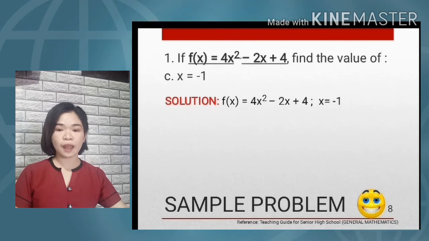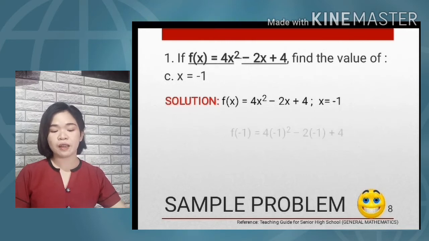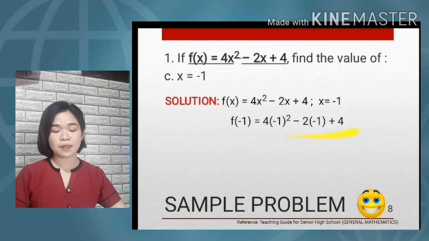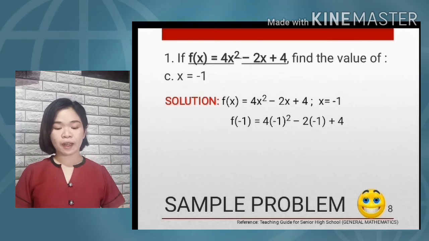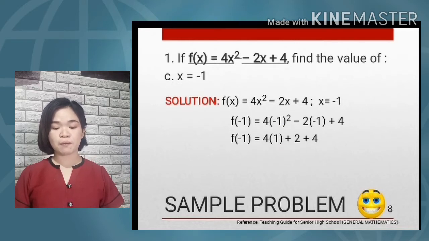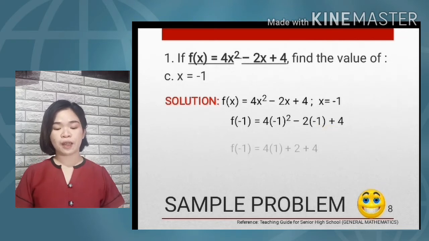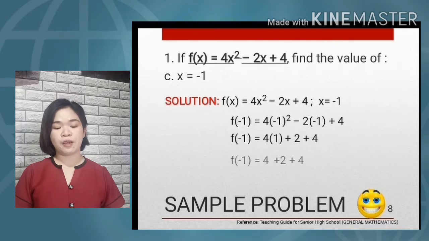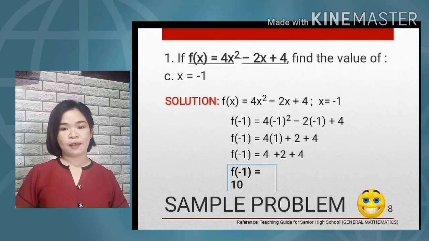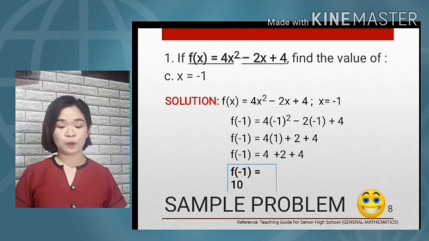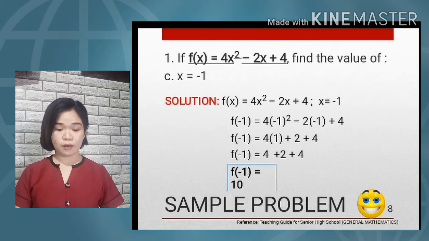So the new equation will be f of negative 1 is equal to 4 times the quantity of negative 1 raised to 2 minus 2 times negative 1 plus 4. So that will be negative 1 quantity squared is equal to positive 1. And then negative 2 times negative 1 is positive 2. Bring down positive 4. So that is 4 times 1 plus 2 plus 4, which is equal to 4 plus 2 plus 4, which is equal to 10. Therefore, f of negative 1 is equal to 10. Simple, right?